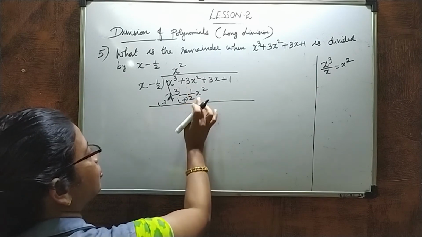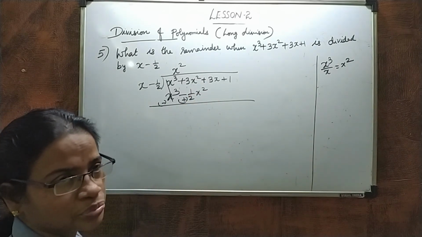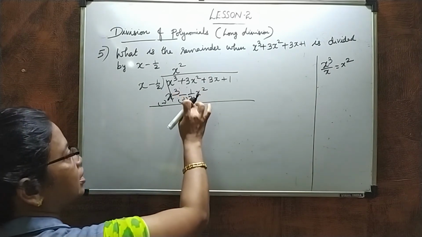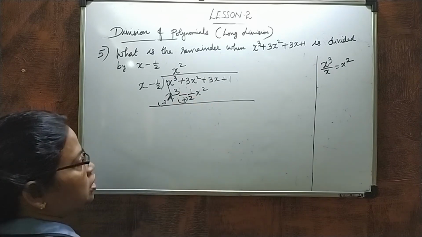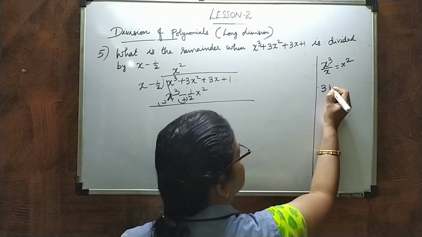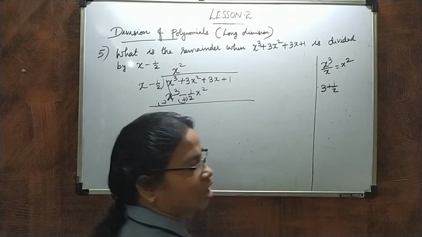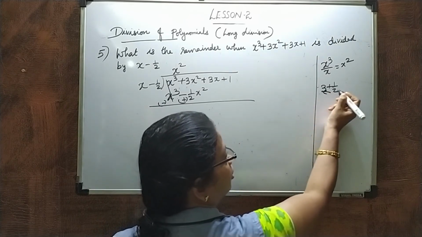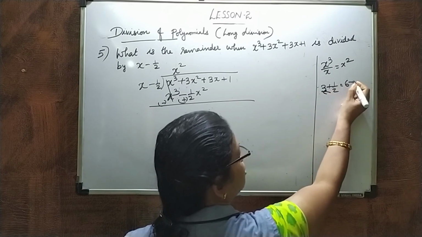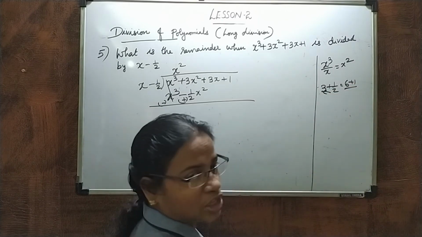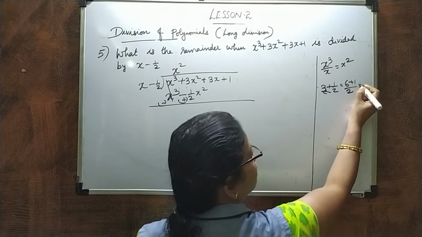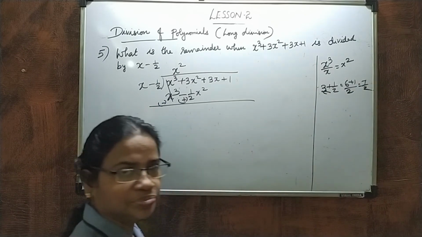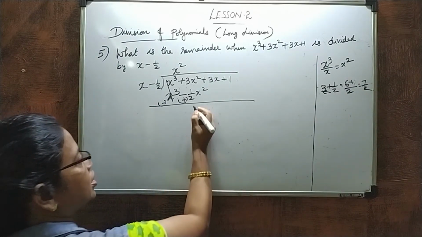3x square plus 1 by 2 x square, how will you do? Both are positive. That means 3 plus 1 by 2. How will you do this one? 7th standard portion. Just cross multiply. 2 into 3, 6 plus 1. And write the same denominator. You will get the answer 7 by 2. Write 7 by 2 x square here.